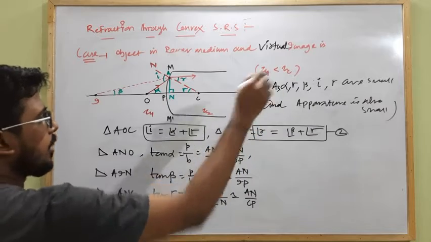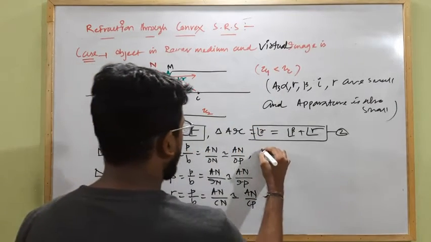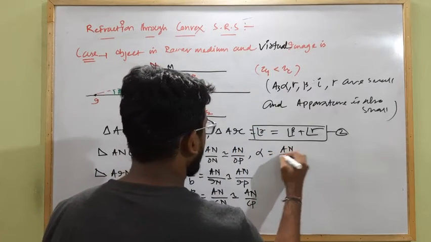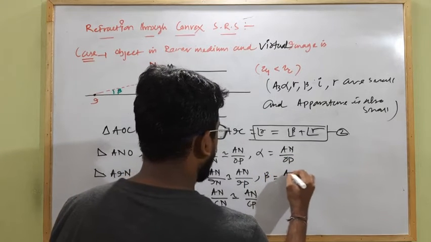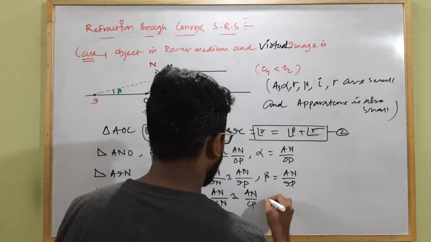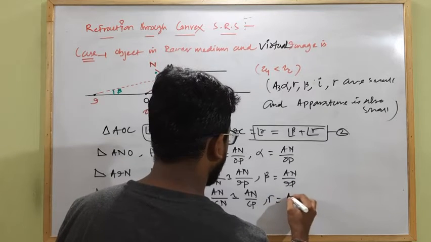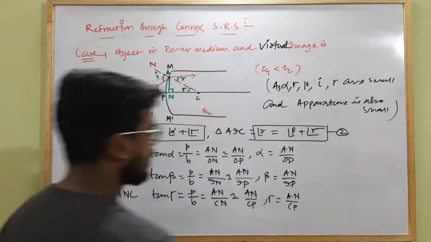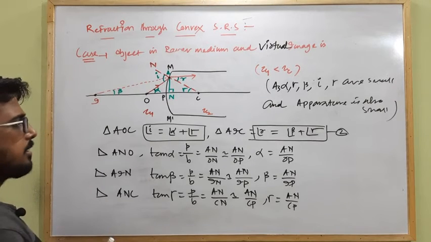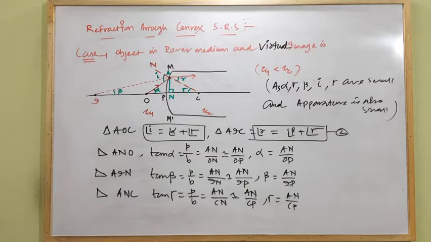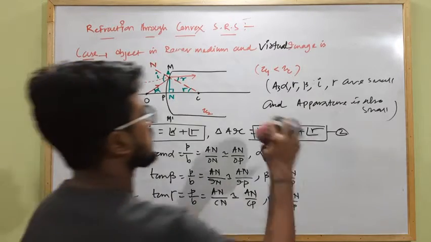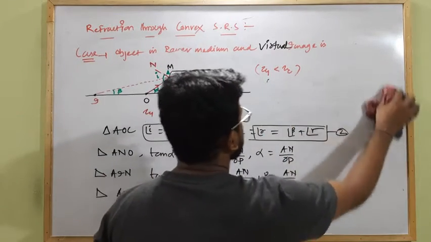So as all the angles are small, tan alpha can be replaced by alpha, which is equal to AN by OP. Tan beta can be replaced by beta, which is equal to AN by IP, and tan gamma simply written as gamma, which is equal to AN by CP. Clear? And again applying Snell's law, what will we get?